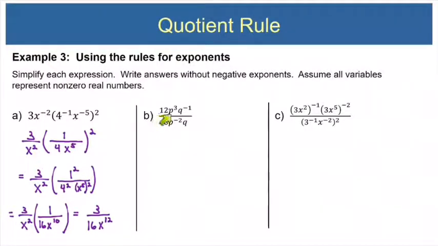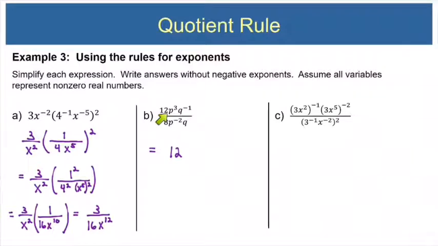So here we have 12p to the third q to the negative 1 all over 8p to the negative 2 times q. And again, I would prefer to have all the exponents positive before I start trying to add and subtract exponents. So what I'm going to do is recopy the problem, and any factor that has a negative exponent I'll move to the other end of the fraction. So this q to the negative 1 is going to have to go to the denominator, and this p to the negative 2 is going to have to go to the top. So we'll just go one factor at a time.